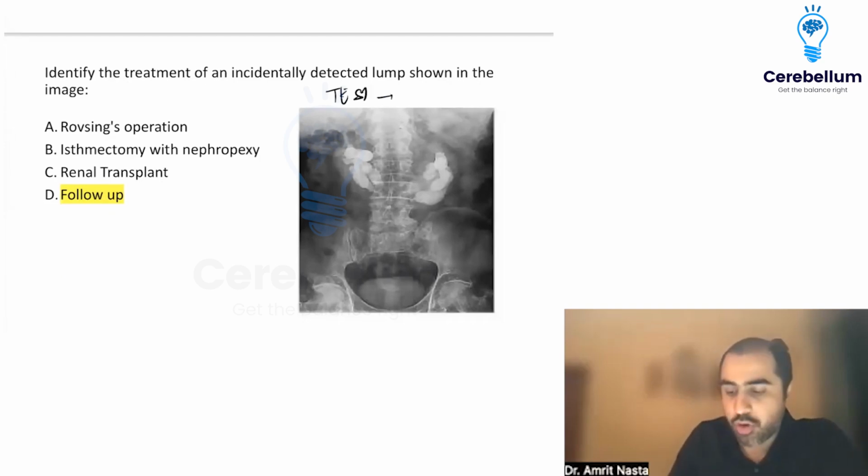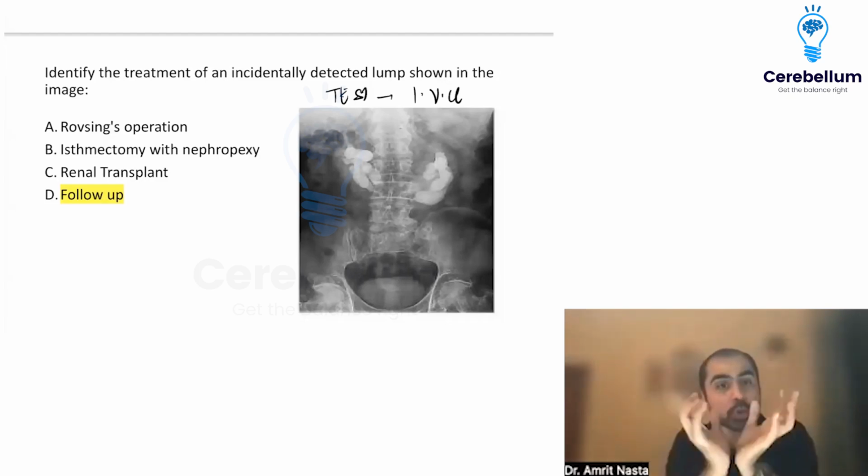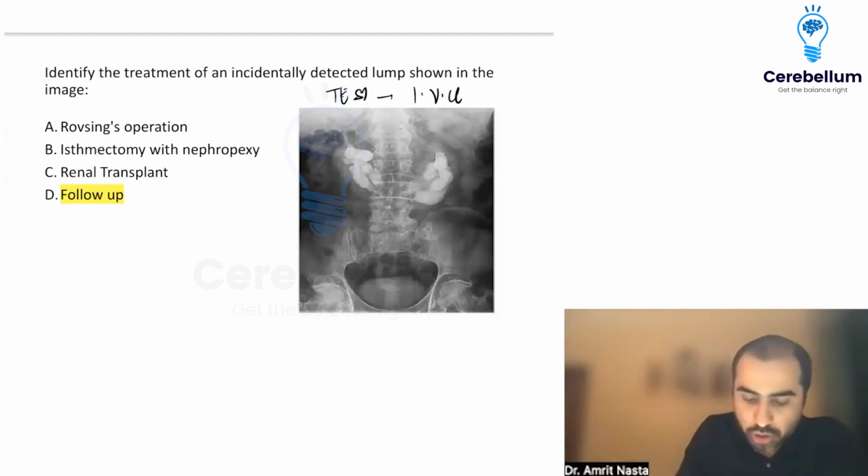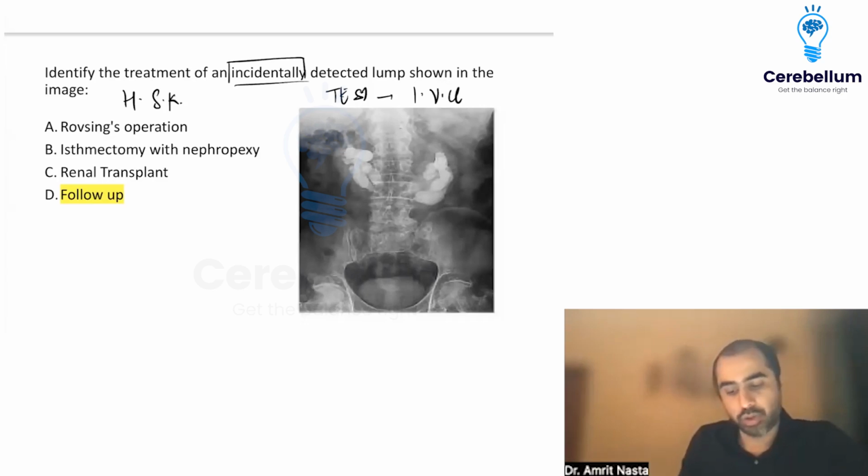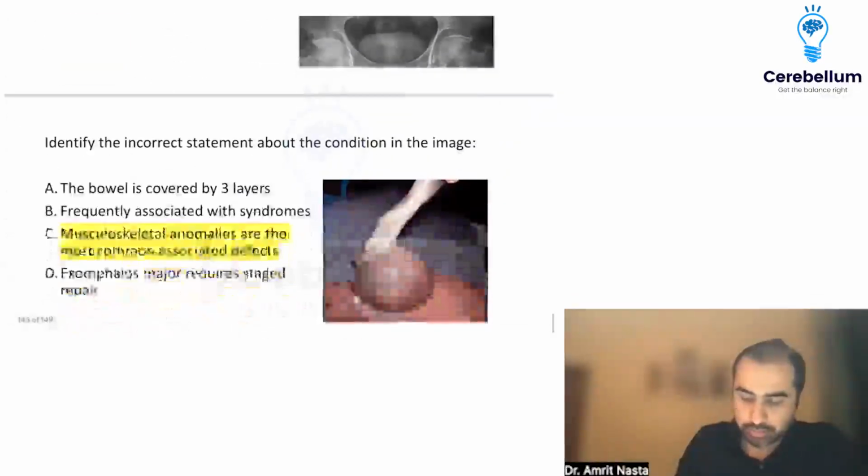Excellent. This is IVU, intravenous urogram. You can see the kidneys. You can see the bladder. If the bladder is visible, then it is IVU. And you can see the kidneys, they are very close to each other. So this is a case of horseshoe kidney. And it is incidental. So you will do nothing. Okay. No need to do anything. This is incidental horseshoe kidney.